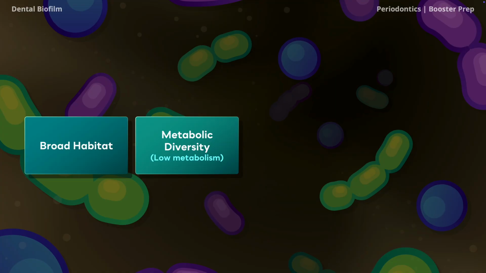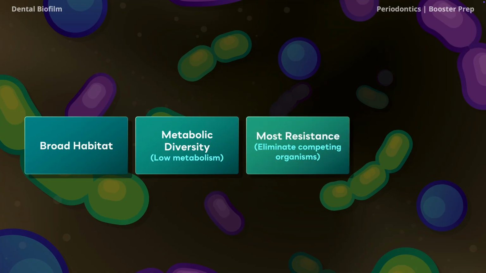And here's one twist students often miss. Even though biofilms are metabolically diverse, many of the bacteria deeper inside the biofilm actually shift into a low metabolism or a slow growing state, and this makes them much harder to kill with antibiotics, which brings us to our next point. The third is that biofilm are the most resistant.